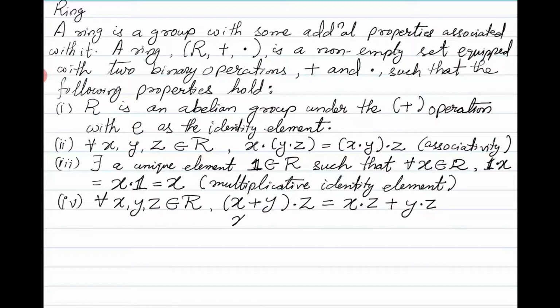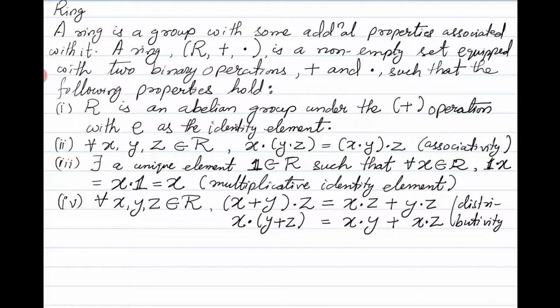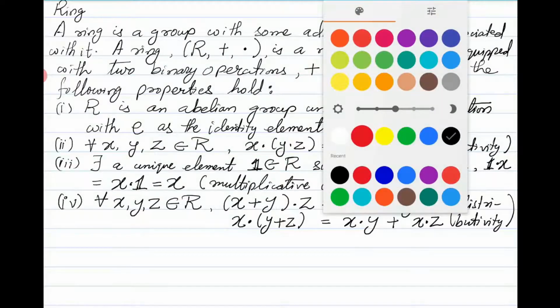Similarly, if you multiply x to y plus z, it is the same as x being multiplied to y and x being multiplied to z and then the plus operation on the results. So this is known as distributivity. Notice the dot operation gets distributed over the plus operation.